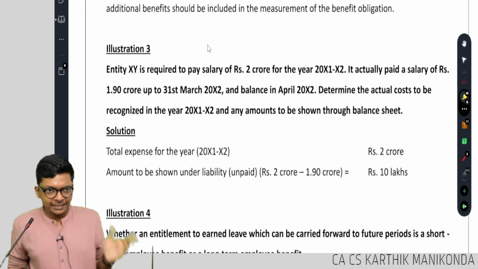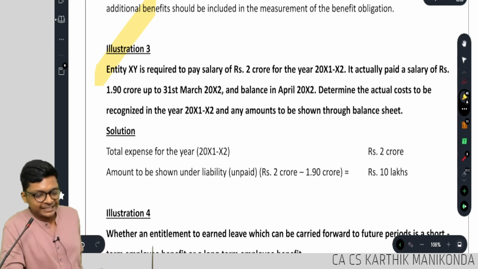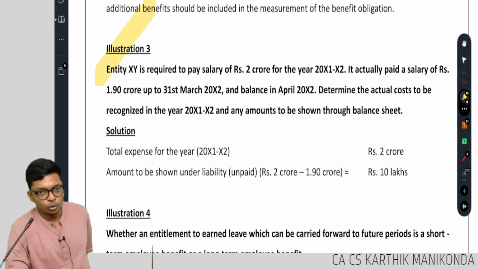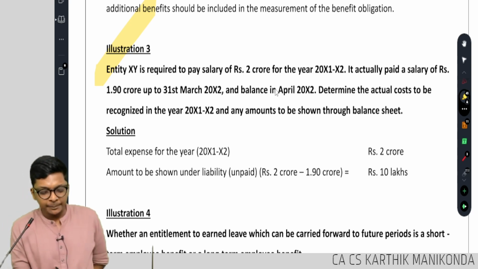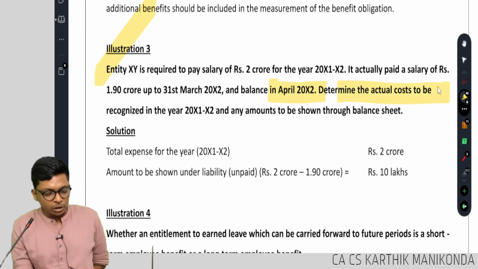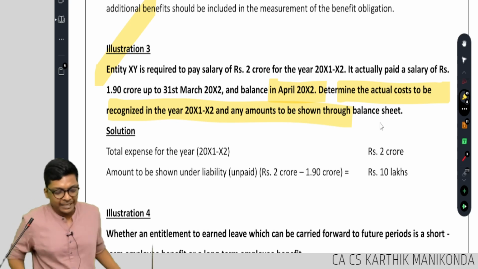Yes, in the year when it's announced. Illustration 3. Entity XY is required to pay salary of 2 crores for the year 21-22. It actually paid a salary of rupees 1.9 crores up to 31st March and balance in April. Determine the actual cost to be recognized in the year and amount to be shown in balance sheet.